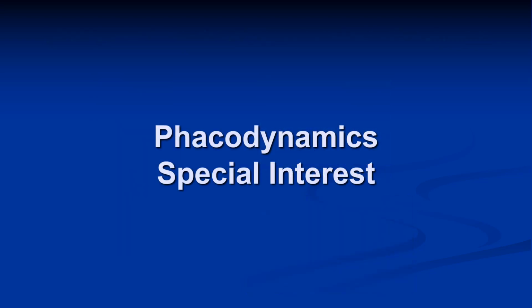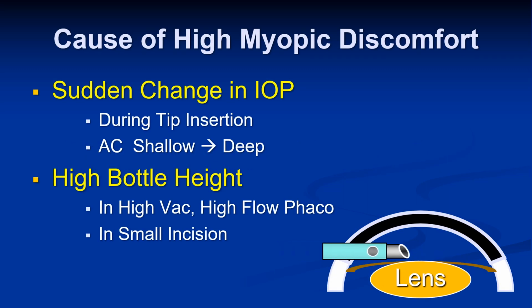Now we will discuss some special interests in phacodynamics. A high myopic patient may feel pain or discomfort during the surgery, even under retrobulbar anesthesia. The cause may be a sudden change in the IOP during tip insertion, when the AC is suddenly deepened. This may also be associated with a high bottle height because we use high vac, high flow, and a small incision.